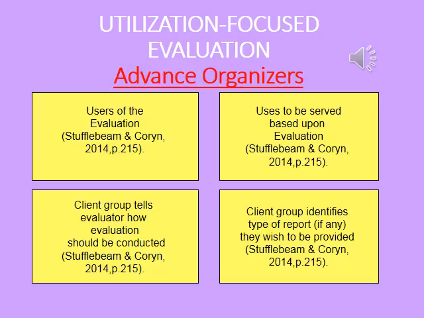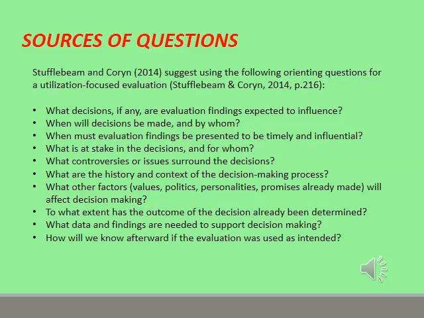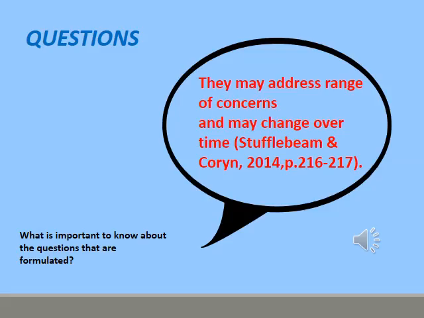The client group identifies the type of report, if any, they wish to be provided at the end of the evaluation. The evaluator must emphasize to the intended users that the evaluation's purpose is to give the users information needed to fulfill their objectives. These objectives may include an array of socially valuable aims. This slide lists typical orienting questions. Questions generated may address a range of concerns and may change over time.